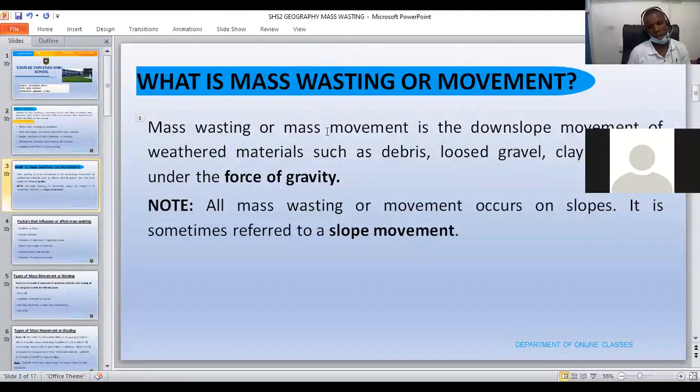Now, when rocks or other weatherable materials are broken or disintegrated, there is the possibility of these weathered materials being moved downslope from the location where they have been disintegrated to a different location. And this should happen on a slope, not a flat environment, not a flat landscape. So take note.